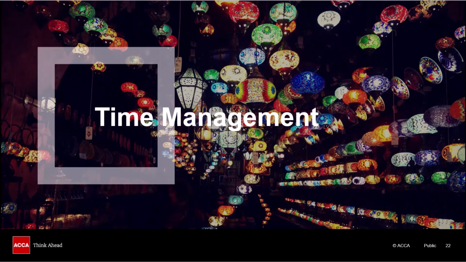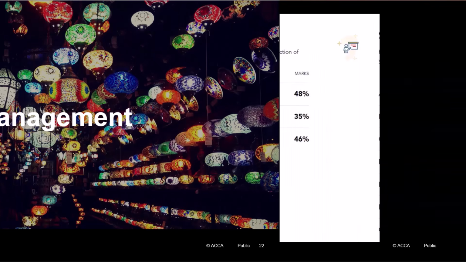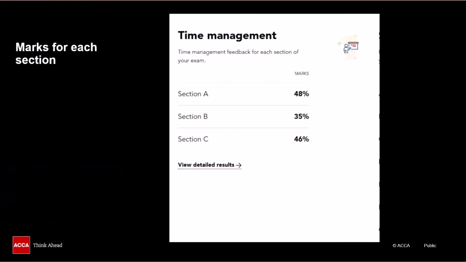Now I want to talk about time management in exams. This is probably the most common reason why students do not pass. This is an extract from my exam performance for the financial management exam. I'm specifically looking at the time management area. This time management area shows how many marks they achieve for each section of the paper.